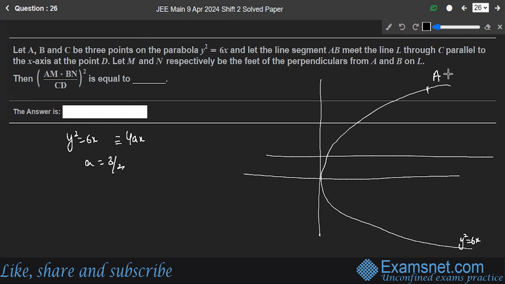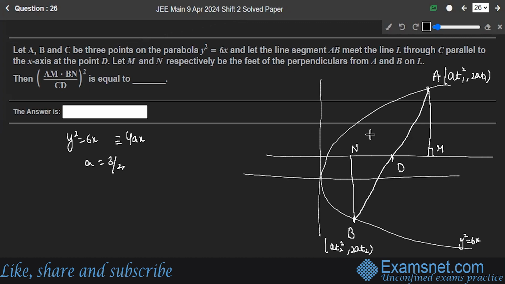Let's say this is the point A, whose coordinates are given by at1 square, 2at1. And let's say this is your point B, which is given by at2 whole square, 2at2. And this is the line through C, which is parallel to the x-axis, and it touches this line AB at the point D, right? And further, you are given that M and N are respectively the perpendiculars from A. So this is your point M, and this is your point N.